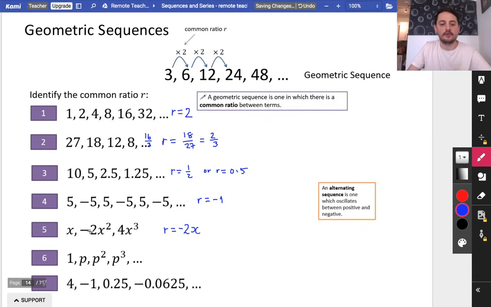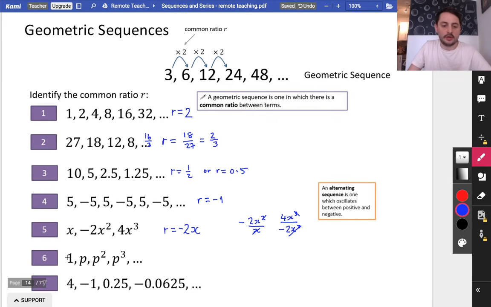If you find that difficult to spot, you can just do the same trick that we did here, where we did 18 divided by 27. So you could do minus 2x squared divided by x, and clearly that is going to give you the minus 2x. And it works if you do this one divided by this one as well. You get 4x cubed divided by minus 2x squared. Well, the x squared will cancel with the cubed, and then 4 divided by minus 2 is minus 2, so you do get your minus 2x.